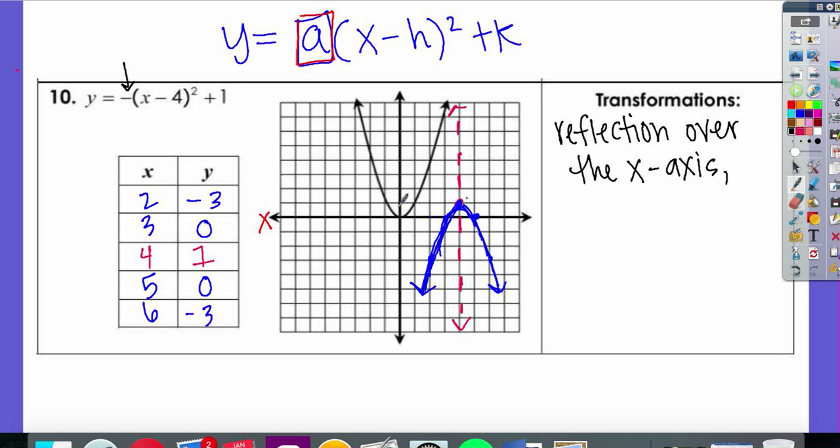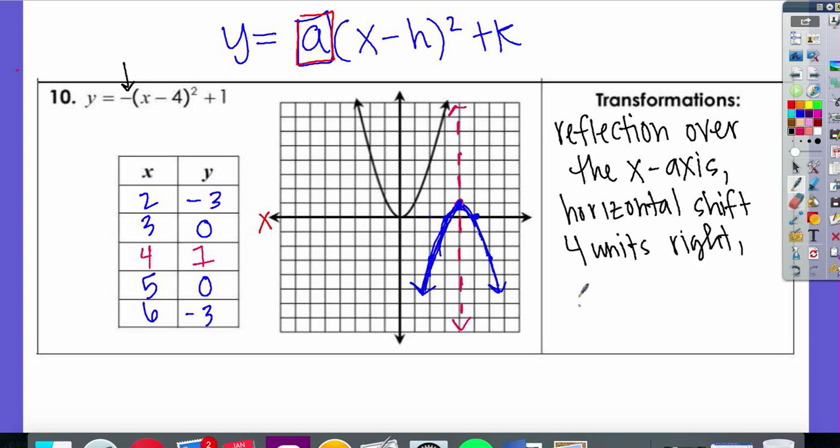We're going to start using more descriptive words here. There was a horizontal shift, to be very accurate, horizontal shift, and it went 4 units right, so 4 units to the right, and then there was a vertical shift, 1 unit up.